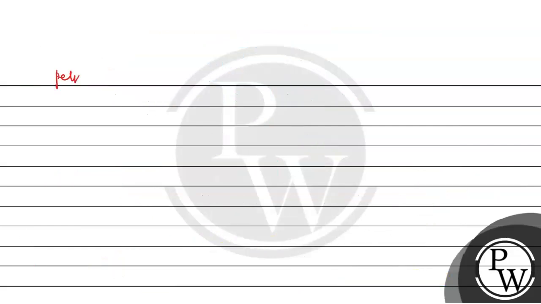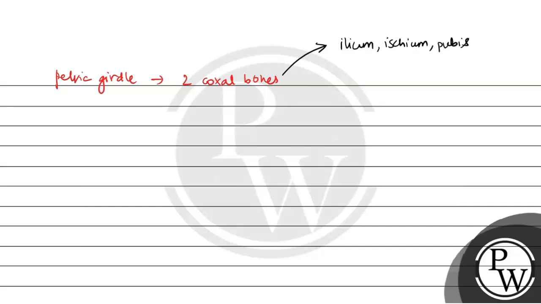Pelvic girdle, on the other hand, consists of 2 coxal bones, और हर एक coxal bone जो होता है, it is made up of ilium, ischium and pubis. इनके पॉइंट ऑफ फ्यूजन में जो कैविटी बनती है उस कैविटी को बोलते हैं एसिटाब्यूलम, और इसी एसिटाब्यूलम कैविटी में आर्टिकुलेट करता है फीमर और द थाई बोन.